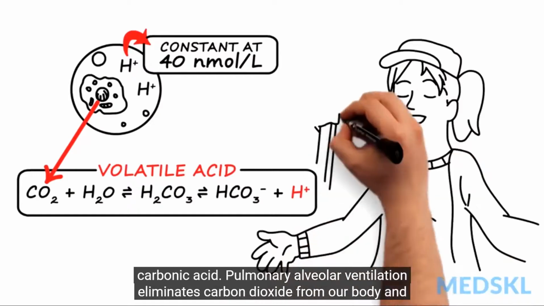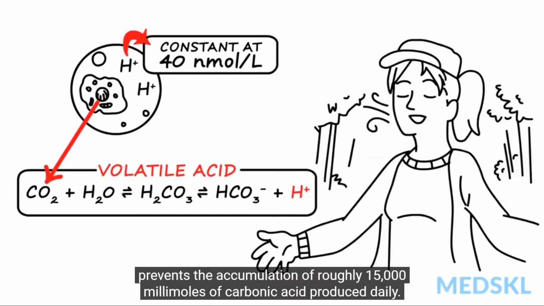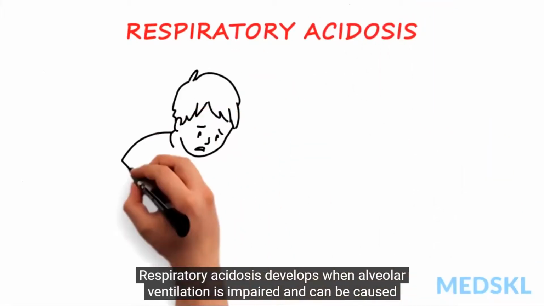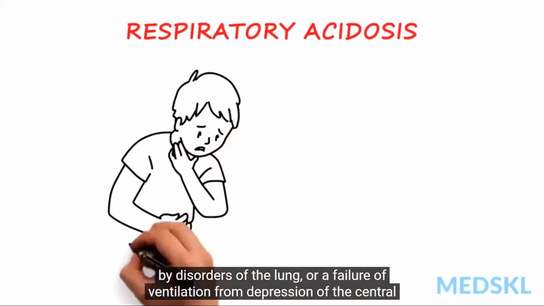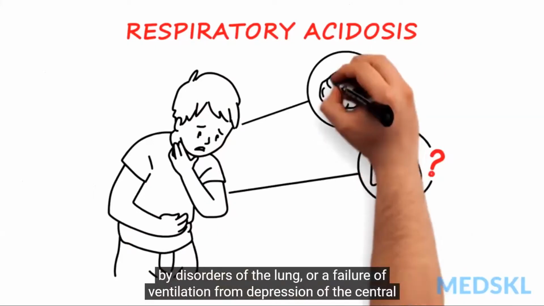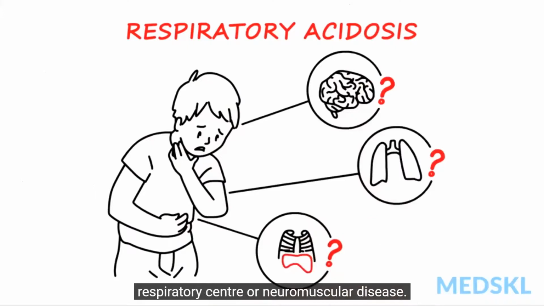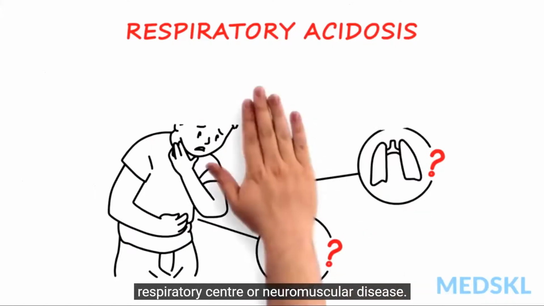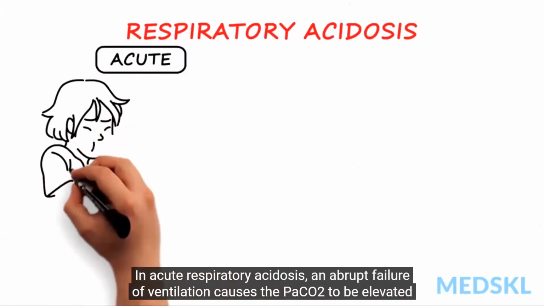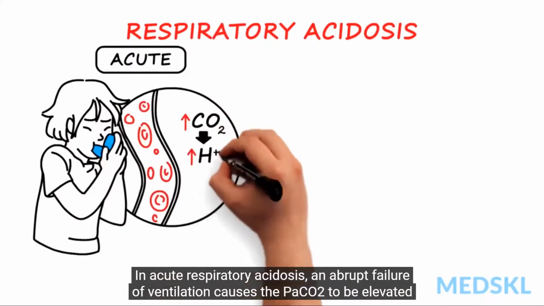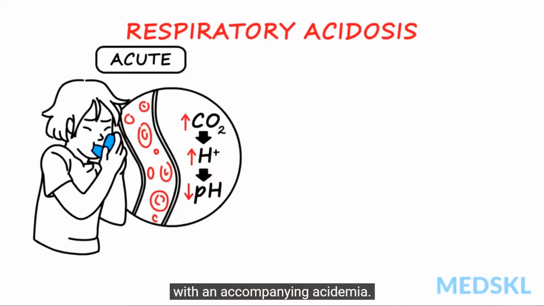Respiratory acidosis develops when alveolar ventilation is impaired and can be caused by disorders of the lung or a failure of ventilation from depression of the respiratory center, or neuromuscular disease. In acute respiratory acidosis, an abrupt failure of ventilation causes the PCO2 to be elevated with an accompanying acidemia. In chronic respiratory acidosis, the PCO2 is elevated with a near normal pH, secondary to renal compensation and elevated serum bicarbonate levels.